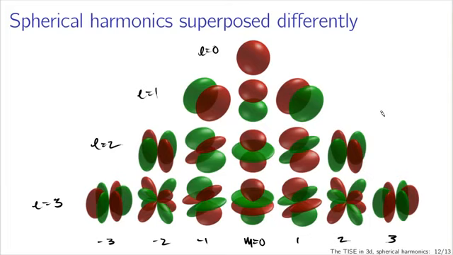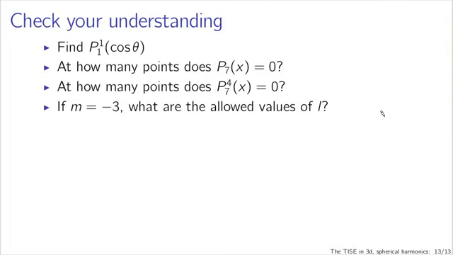So, try to wrap your head around what these things actually look like in 3 dimensions. Spherical harmonics are important. Understanding their geometry and their structure is also important. To check your understanding, go back and use the definitions and find what the L equals 1, m equals 1 associated Legendre function evaluated at cosine theta actually is.